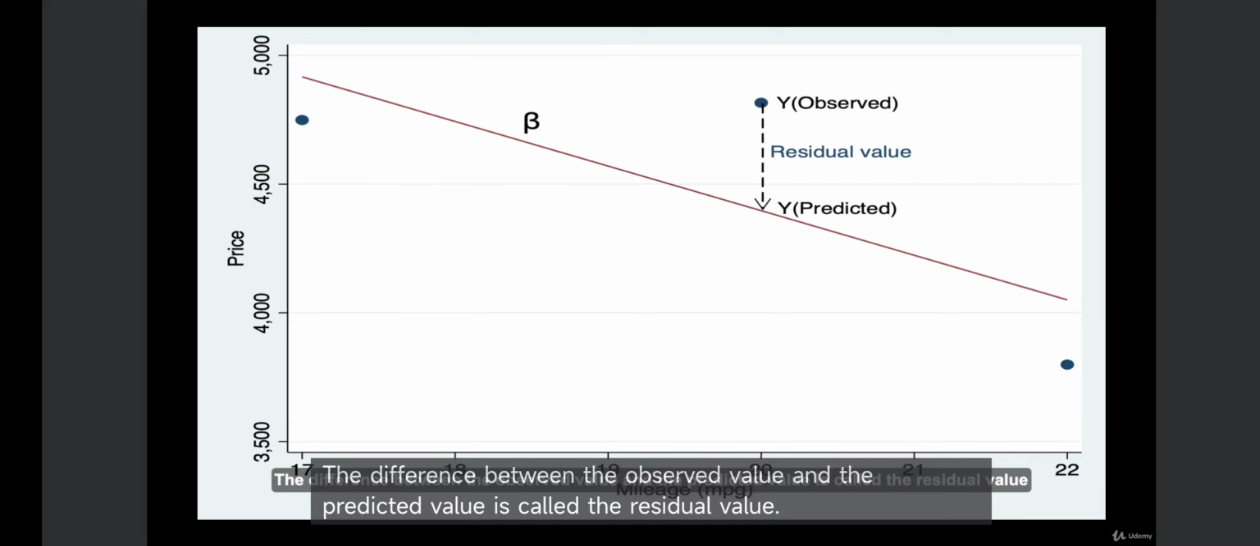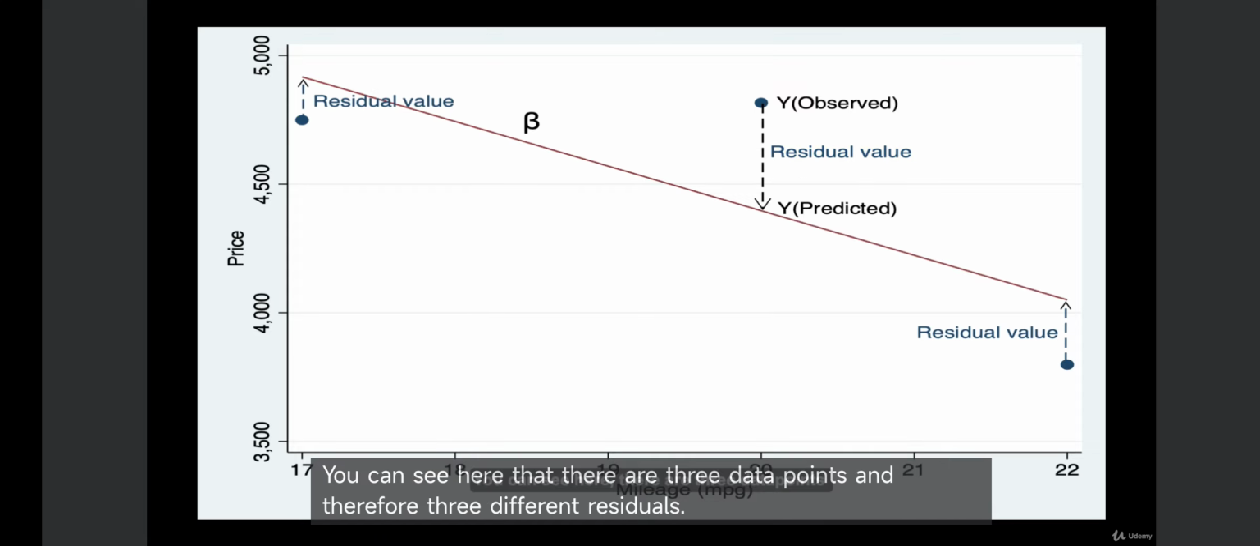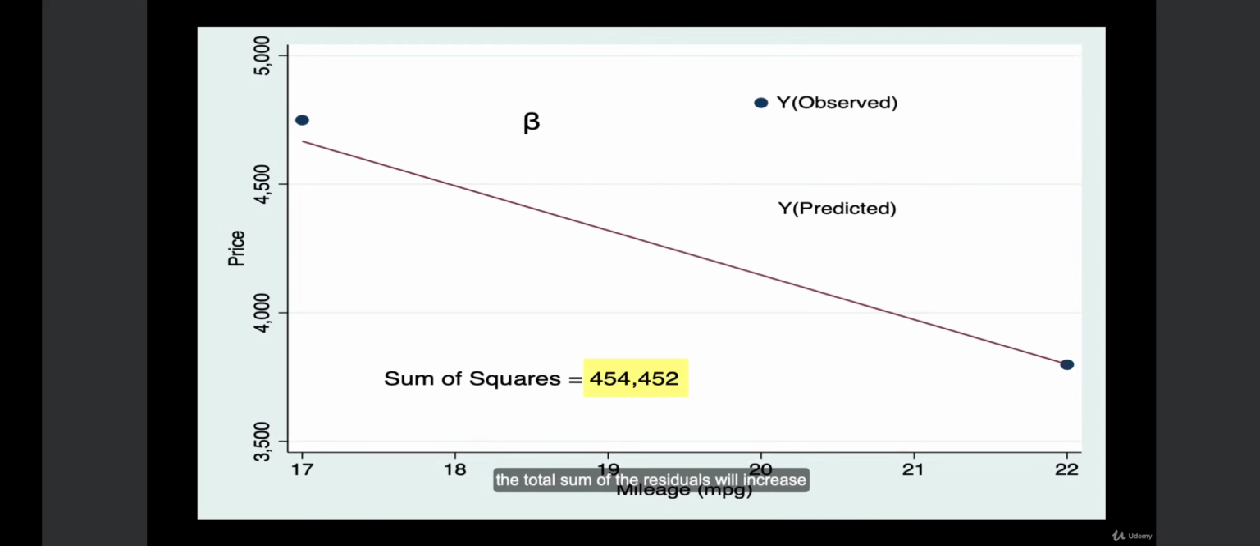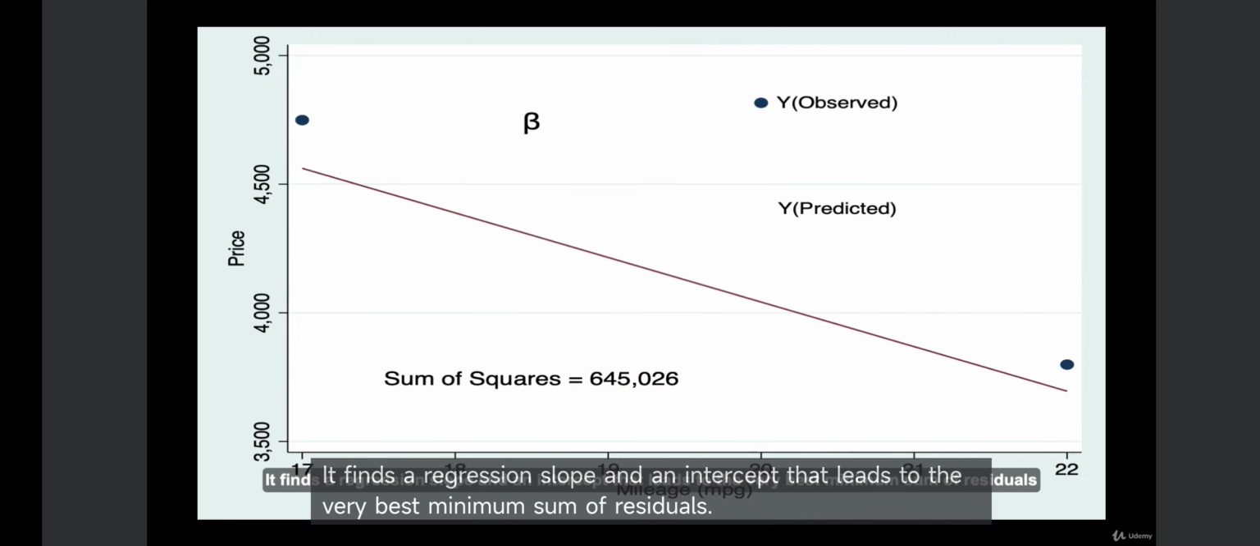The difference between the observed value and the predicted value is called the residual value. This is what ordinary least squares tries to minimize. You can see here that there are 3 data points, and therefore 3 different residuals. The sum of all 3 is the smallest value that we can achieve in this case. If we change the line of best fit, for example, by moving the line of best fit down, the total sum of the residuals will increase. This is a graphical explanation of what ordinary least squares tries to do. It finds a regression slope and an intercept that leads to the very best minimum sum of residuals.